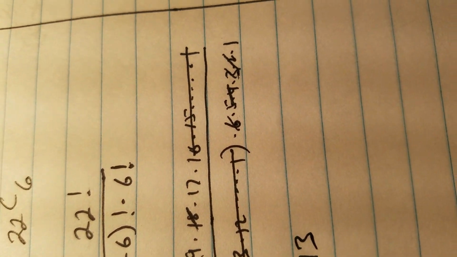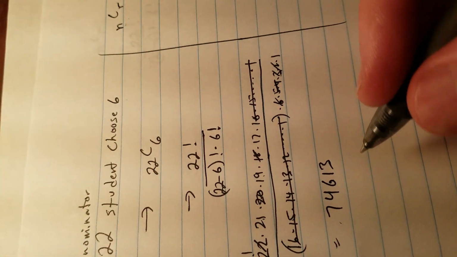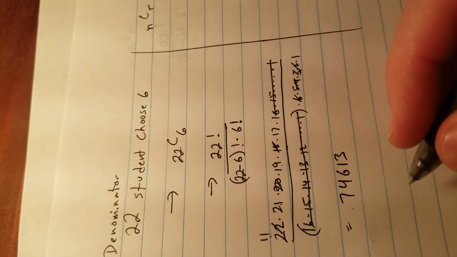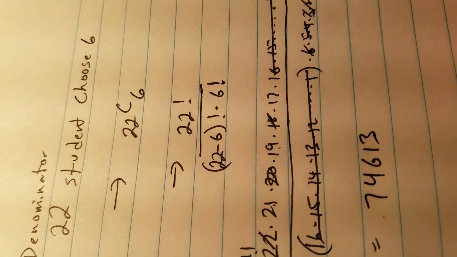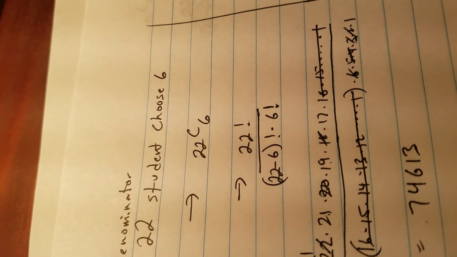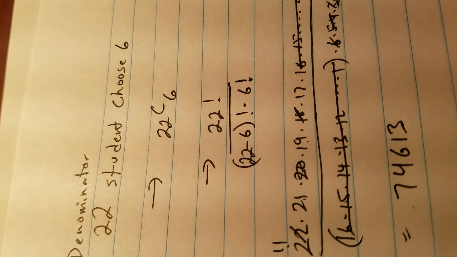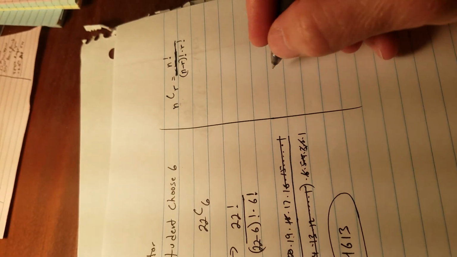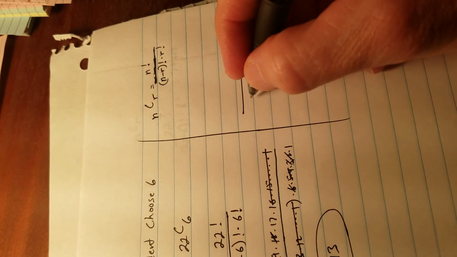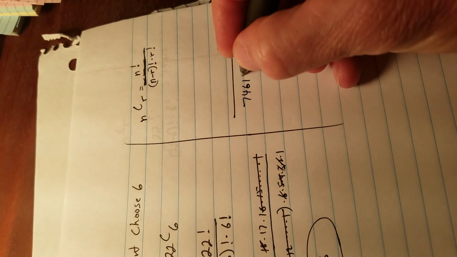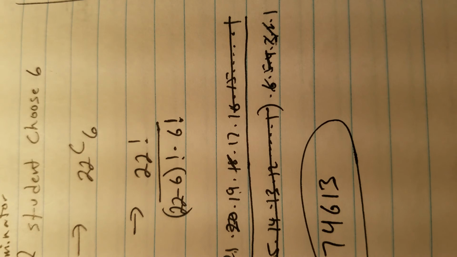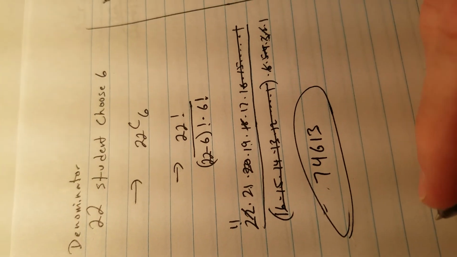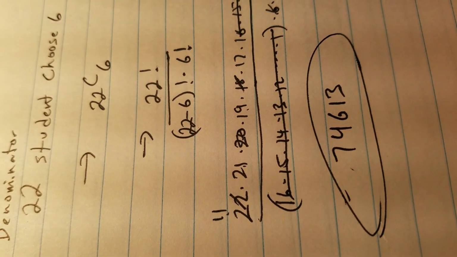74,613. But that's just the denominator, because that's the total number of ways that 6 people can be chosen. Some of those ways have 3 guys and 3 girls. Okay, so that's my denominator. So my denominator is 74,613. All right, the numerator is going to be choosing 3 boys and 3 girls.